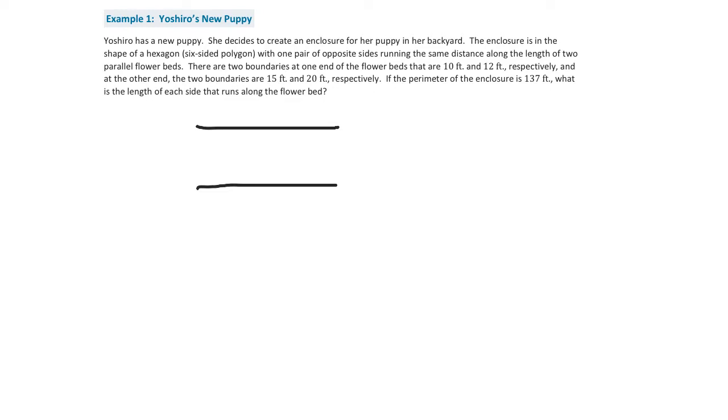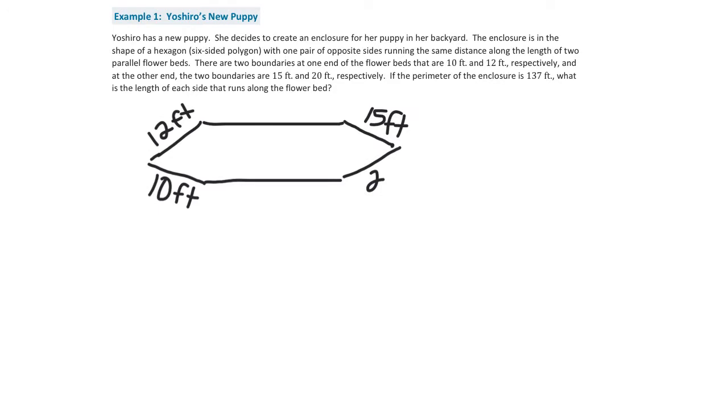It says there are two boundaries at one end of the flower bed that are 10 feet and 12 feet respectively. So I'm going to put those here, but you could do it at the other end as well. And I label one of them 12 feet and one of them 10 feet. And at the other end, the two boundaries are 15 feet and 20 feet respectively. So I label one of these 15 and one of them 20 feet.